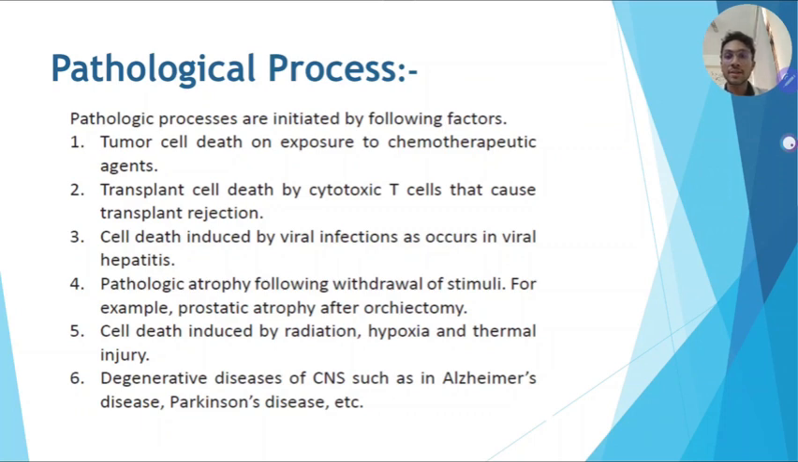Pathological process of apoptosis. Pathologic processes are initiated by the following factors. These are tumor cell death on exposure to chemotherapeutic agents, transplant cell death by cytotoxic T cells that cause transplant rejection, cell death induced by viral infections as occurs in viral hepatitis, pathological atrophy following withdrawal of stimuli, for example, prostatic atrophy after orchiectomy, which means the removal of testicles. And the fifth point is cell death induced by radiation, hypoxia and thermal injury, and the degenerative diseases of the CNS such as Alzheimer's disease and Parkinson's disease.